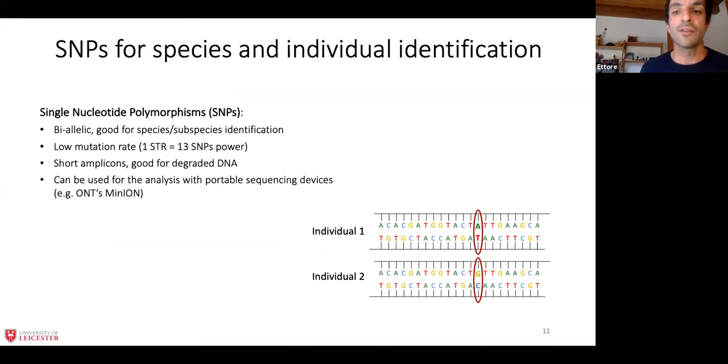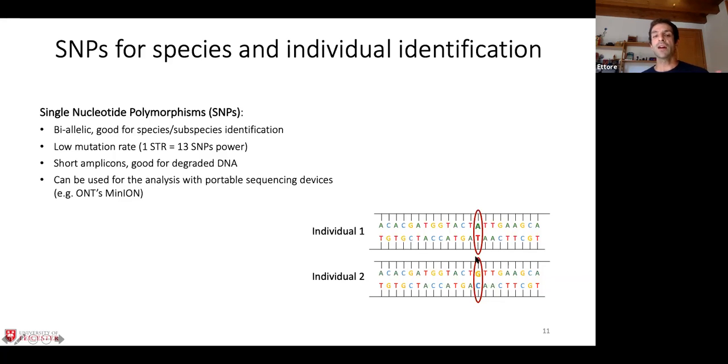Okay, so the second part of my PhD, as I said, will involve the development of a novel kit containing a different set of markers. So we won't be using STRs, but we'll be using SNPs, or single nucleotide polymorphisms. These are basically, roughly speaking, single base changes. So as you can see here, individual 1 and individual 2 are basically identical, apart from the base pair AT in individual 1, which changed to GC in individual 2.